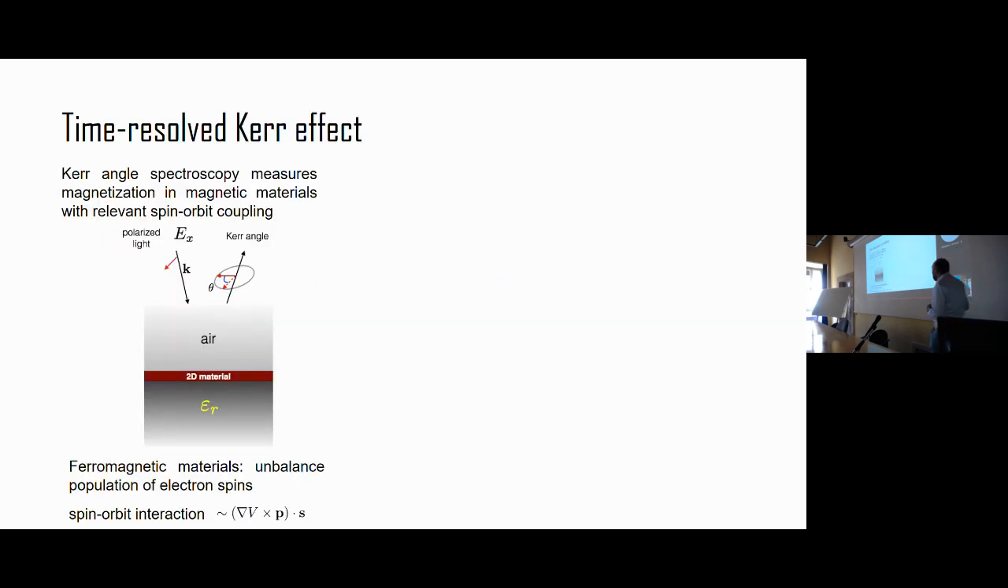And the last thing that I would like to introduce is another kind of experiment that is maybe familiar to you, that is time-resolved Kerr effect. Here, in normal Kerr angle spectroscopy, you can have a magnetic material. Imagine that it is a semiconductor. You go with light that is linearly polarized, and it will have a rotation of the polarization angle depending on the magnetization and on the spin-orbit coupling. You need to have a strong, or at least sufficiently strong, spin-orbit coupling to have a Kerr effect.